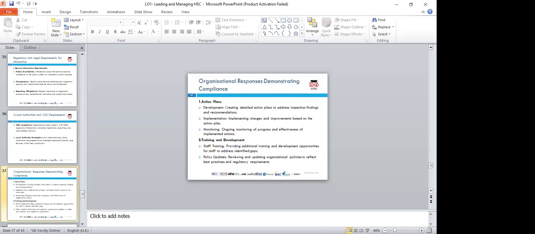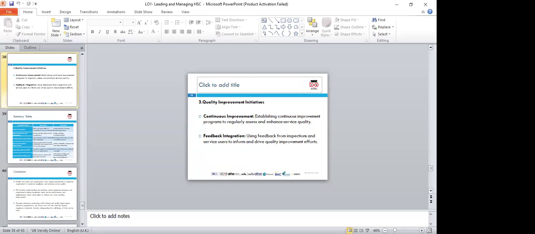Then we have action plans and training and development. Action plans, development, implementation, and monitoring. We mentioned this already. The training and development, staff training, is very important. We spoke about policy updates too. The training helps to get you abreast with policy updates and new ways of doing things.